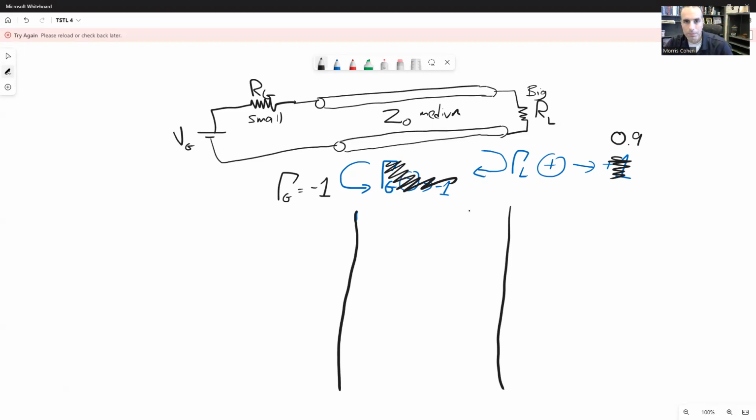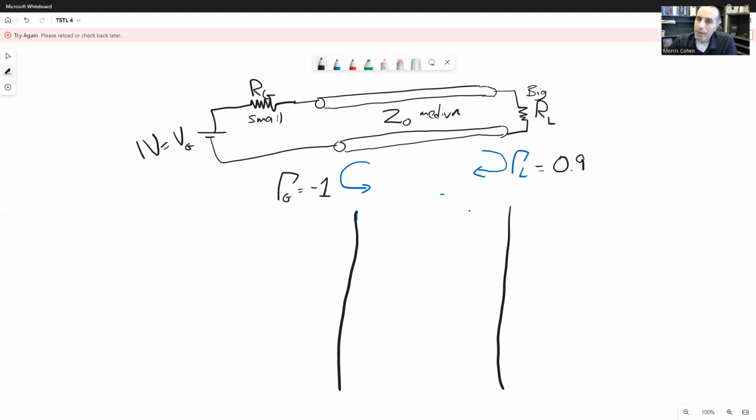Let me get rid of this here. Let's take this as a numerical example and then examine what's going to happen in this case. All right, it's here. Gamma L is 0.9. All right. Now let's also say that the voltage we're working with is 1 volt.